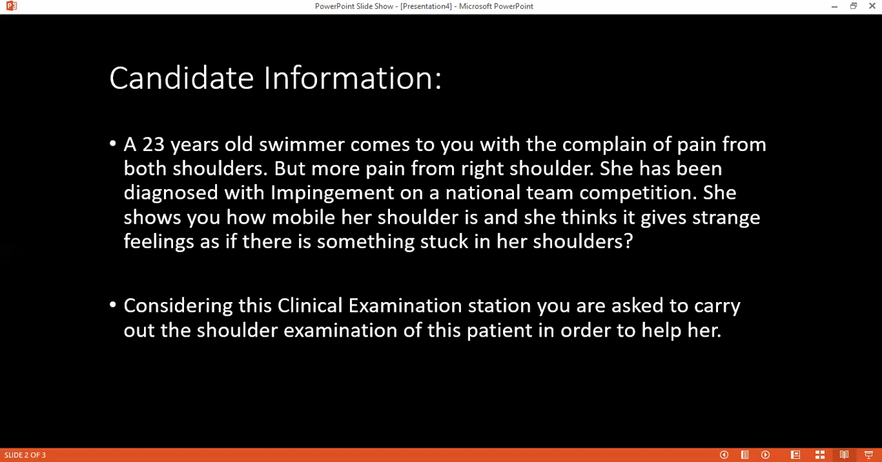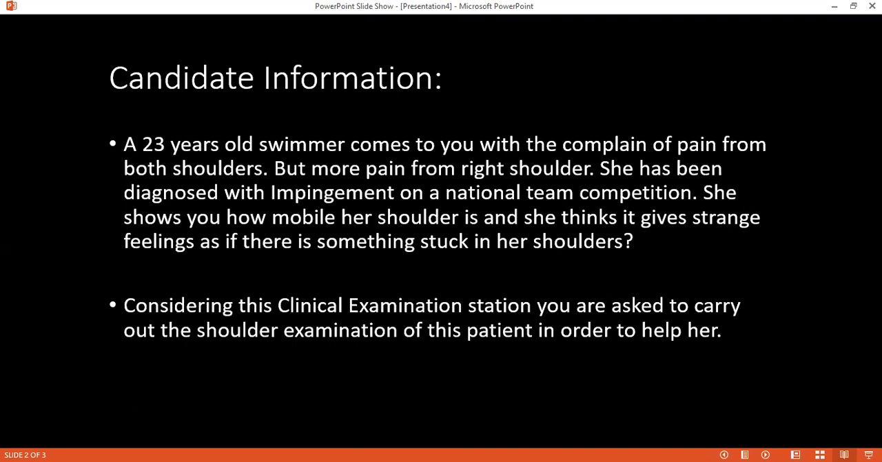If you have read and understood, considering it a clinical examination station, kindly begin your examination. Firstly, I will introduce myself, telling my name and my designation. Then I will confirm the patient's identity, confirming the name and age of the patient. Then I'll take consent of the patient for the examination. I'll explain that I'm going to examine the shoulder area.